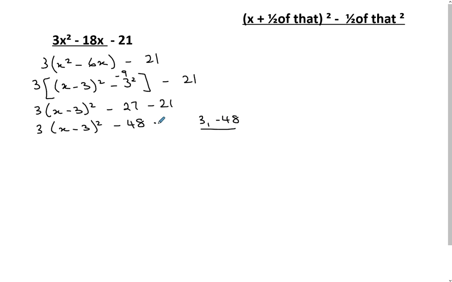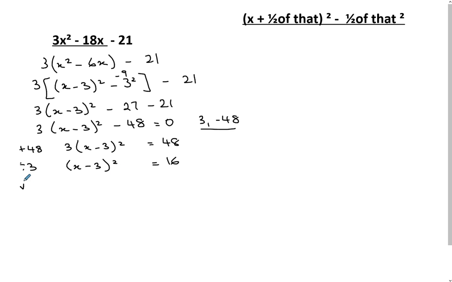Okay. Let's solve it. So equals 0. Take the number to the other side. So you've got 3 times x minus 3 squared equals 48. And now you remember we divide by the 3. So you've got x minus 3 squared equals 16.